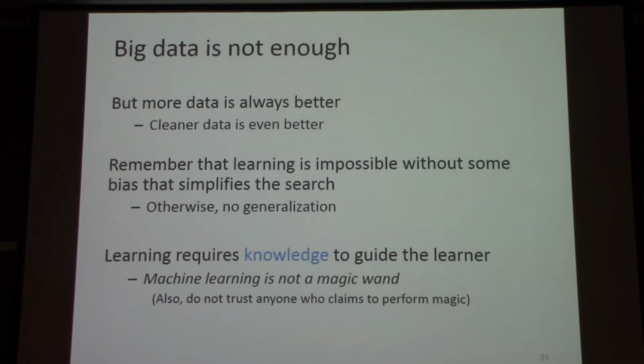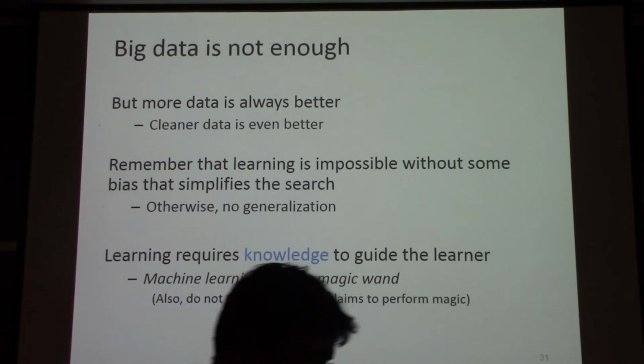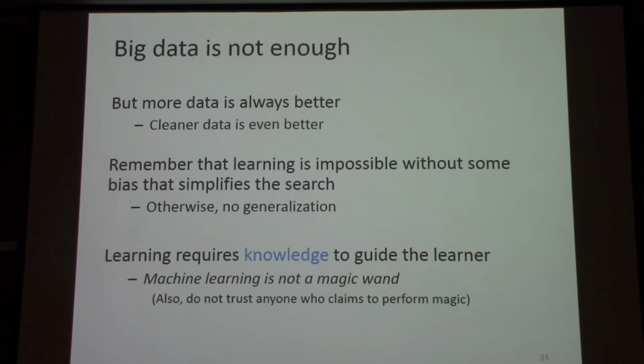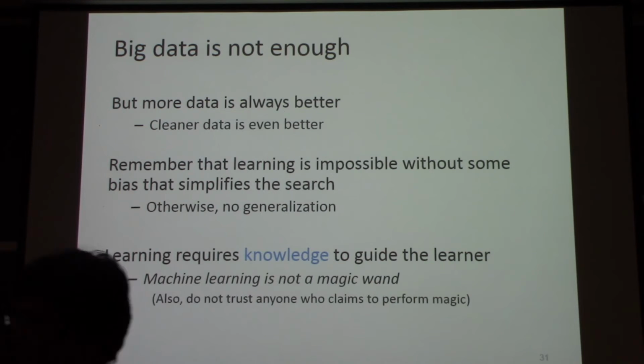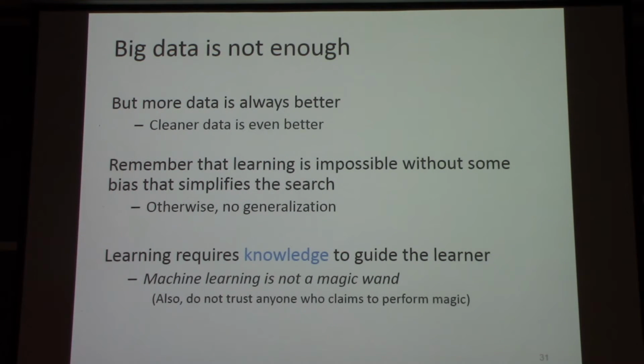That said, learning is impossible without inductive bias. One of the first things that we saw in the semester was that it's easy to come up with pathological examples where learning is impossible. And you need to make some assumptions. You need to inject some knowledge into your system, for example, restricting the hypothesis space. Learning needs knowledge to guide the learner, because if, for example, you are able to pick the perfect features.